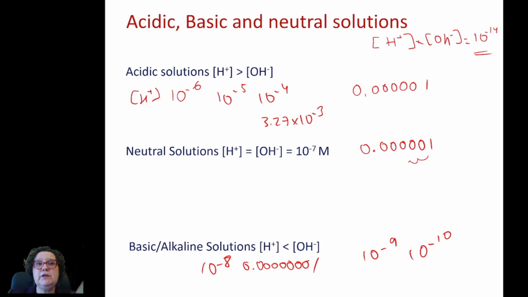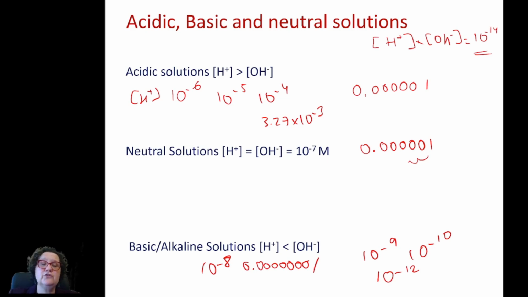And if you remember from the previous exercise, the calculations we did told us that the concentration of the solution that we were looking at was 10 to the minus 12. That's clearly a basic solution. It's a number much smaller than 10 to the minus 7. So acid solutions have more hydrogen ions than hydroxyl ions, so they are numbers that are larger than 10 to the minus 7. Basic alkaline solutions have fewer hydrogen ions than hydroxyl ions.